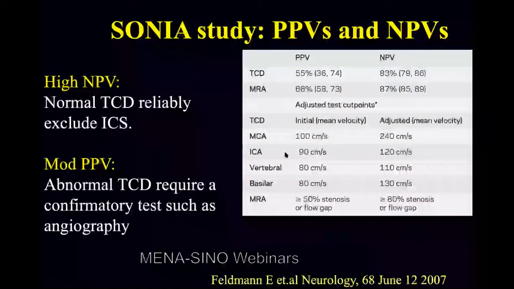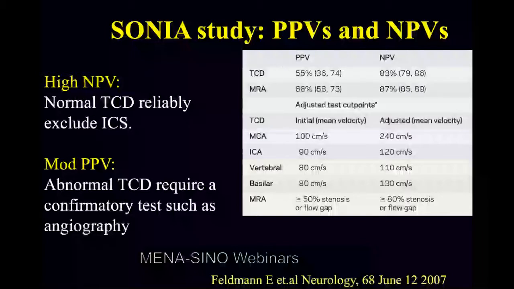And what they found is that TCD has a high negative predictive value compared with a cerebral angiogram. They had two arms: the transcranial Doppler arm and the MRA arm. The negative predictive value of the transcranial Doppler is 83%. The positive predictive value is 55%.